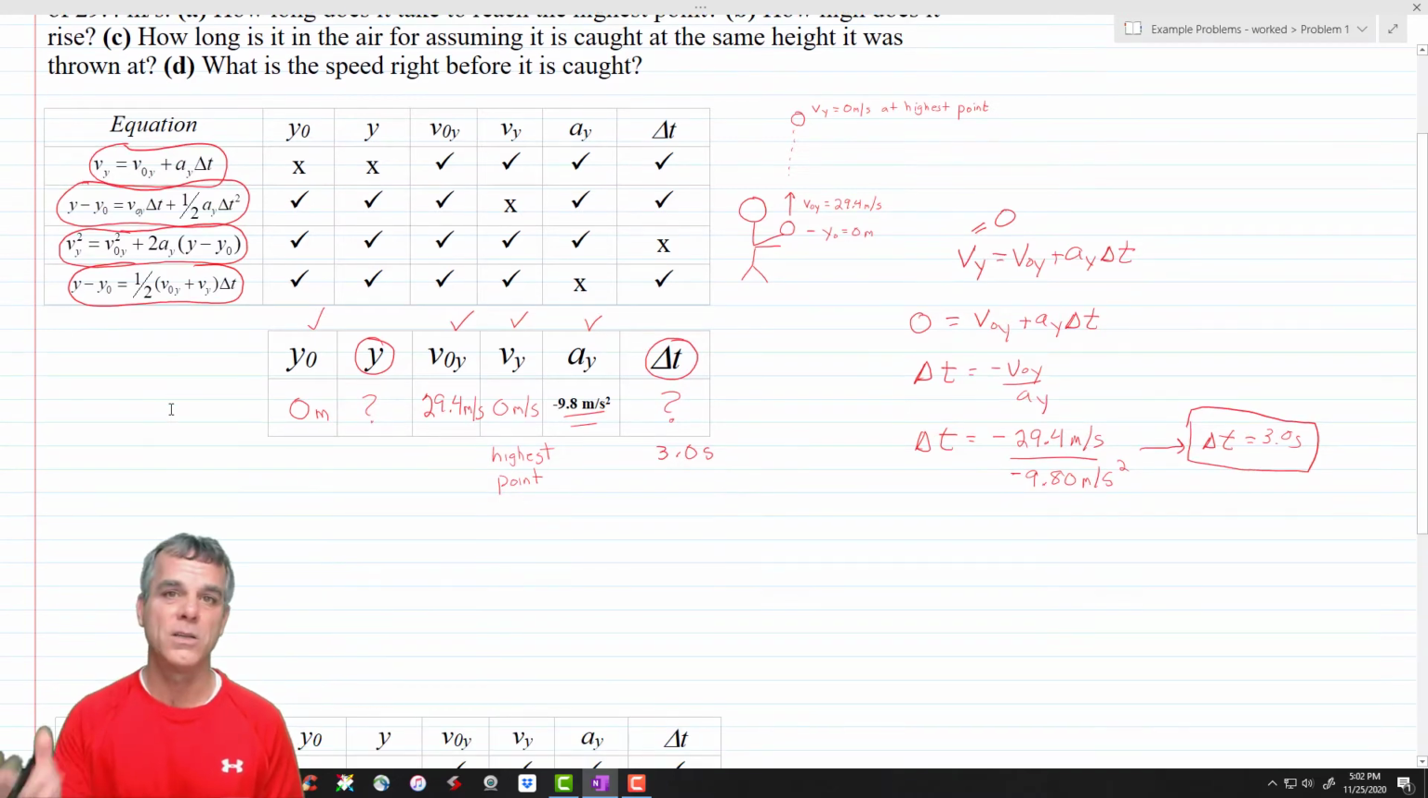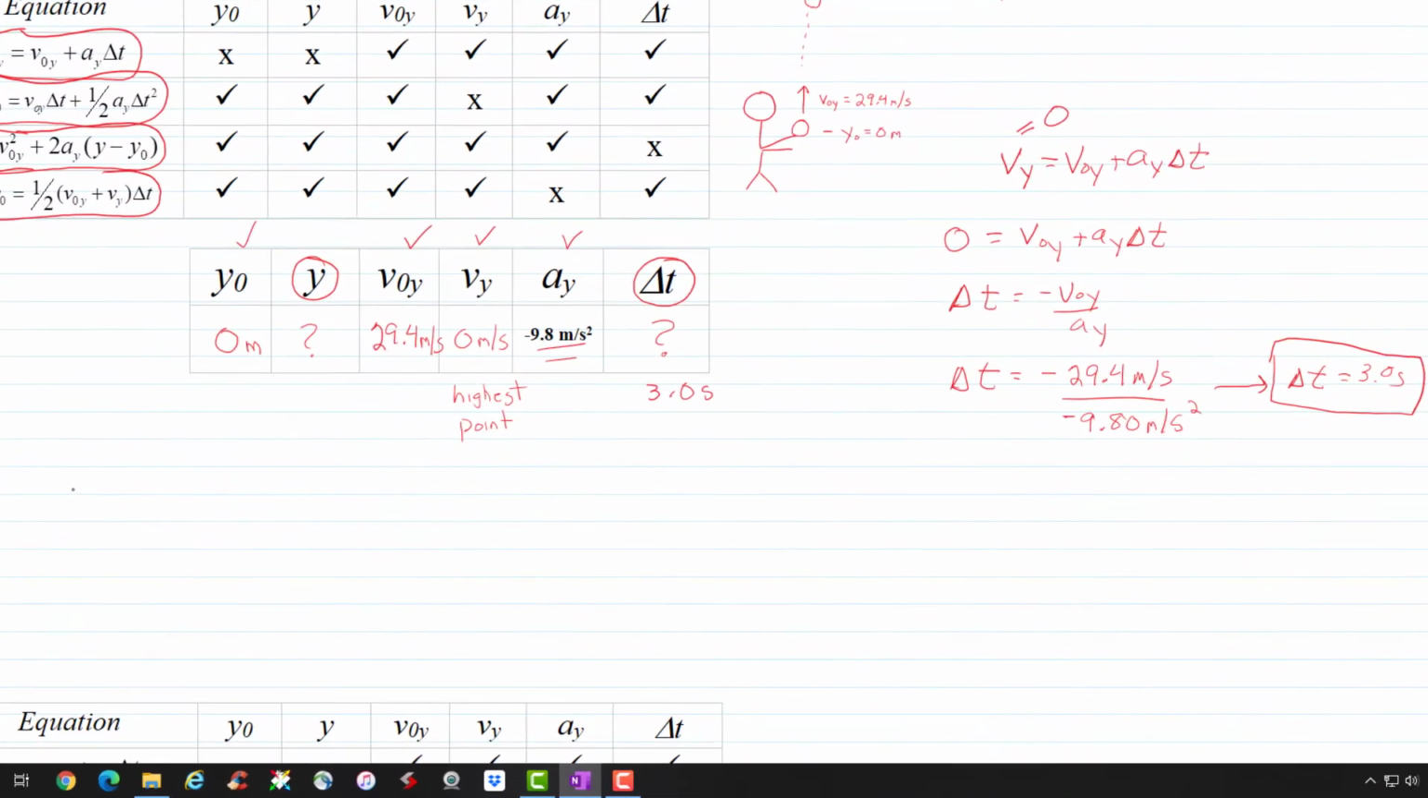Well, let's actually use a couple equations so we can check our work. First, I will use y minus y naught equals v naught y delta t plus 1/2 ay times delta t squared.